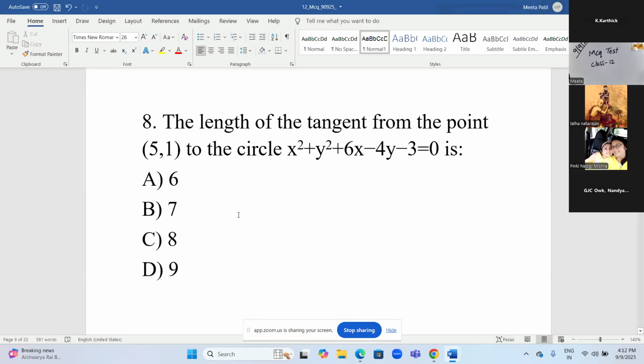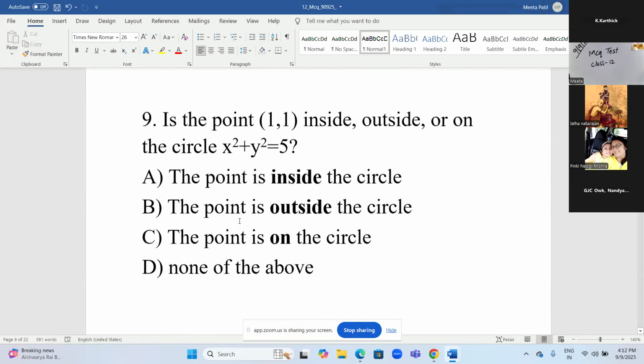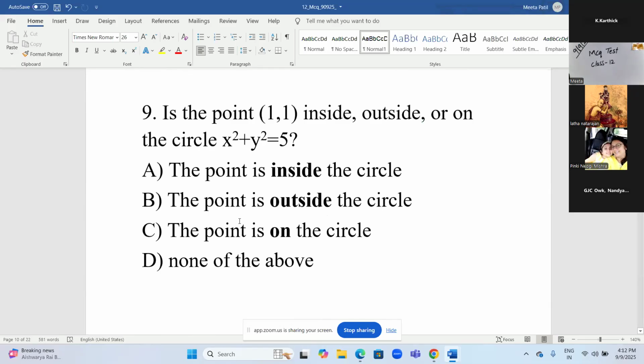Okay, students. So we are moving for the next question now. So here you have the ninth question. Is the point (1, 1) inside, outside or on the circle x square plus y square is equal to 5? Option A, the point is inside the circle. Option B, the point is outside the circle. Option C, the point is on the circle. Option D is none of the above answers.